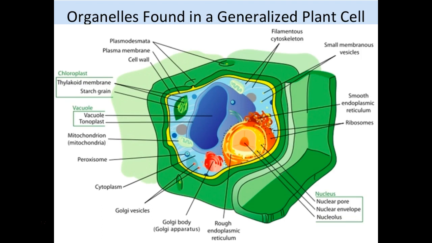And here is a diagram of the organelles found in a generalized plant cell. You'll notice that a lot of the organelles that are found in a plant cell are also found in an animal cell. There are a few differences though. Plant cells have an organelle called a chloroplast. They have a central vacuole, and they also have a cell wall that surrounds the cell membrane.